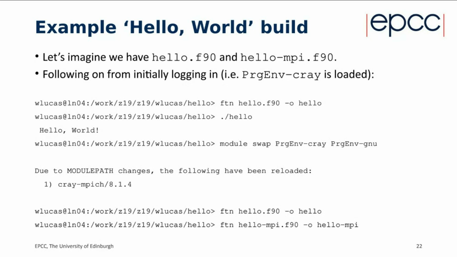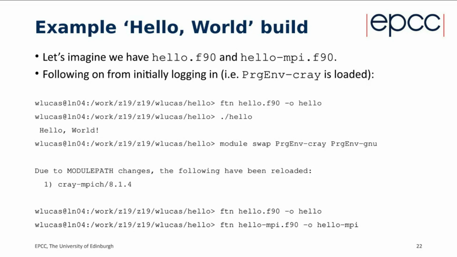To build it, I would just do ftn hello.f90 -o hello to name the executable hello, and I could then just run ./hello. Because I've logged in and gone straight onto this, that means that progenv-cray is loaded. So when I do ftn hello.f90, it's running the HP Cray Fortran compiler.